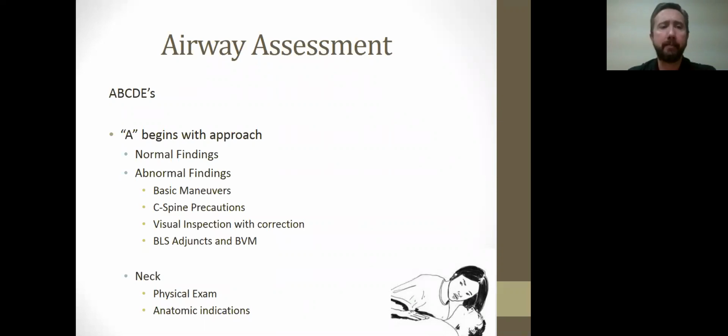A begins with approach. Our normal findings are going to be level of consciousness, absence of distress, the control of secretions, the ability to phonate with a clear voice, as I mentioned. Some abnormal findings would be, of course, if they're injured, confused, combative, unconscious. One should think that if there is an airway compromise with confusion, that they're pending respiratory failure, unless we can quickly rule out hypoglycemia, which we can do with bedside point of care testing.